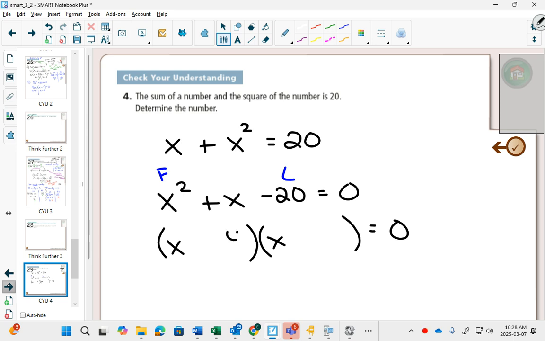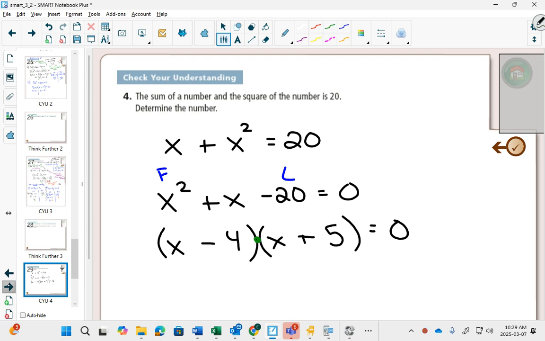But 4 and 5, if you subtracted, could give you 1. I need a plus 1. So I would need my 5 to be plus 5, my inside minus 4. Double check. Do we still get minus 20 for the last one? Yes. And now I've changed it to multiplication.